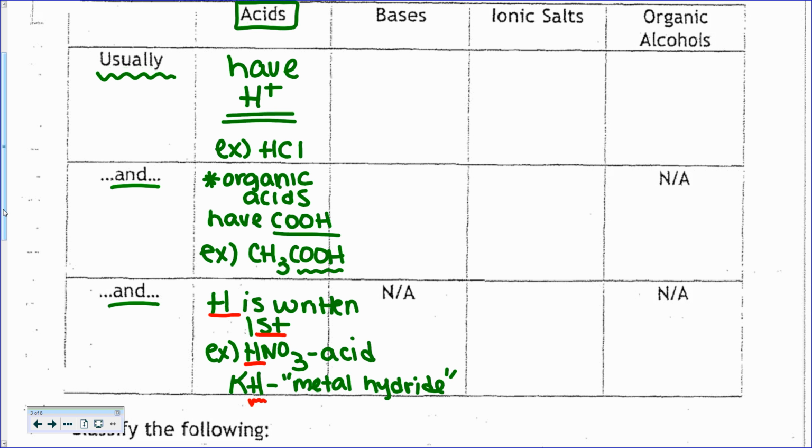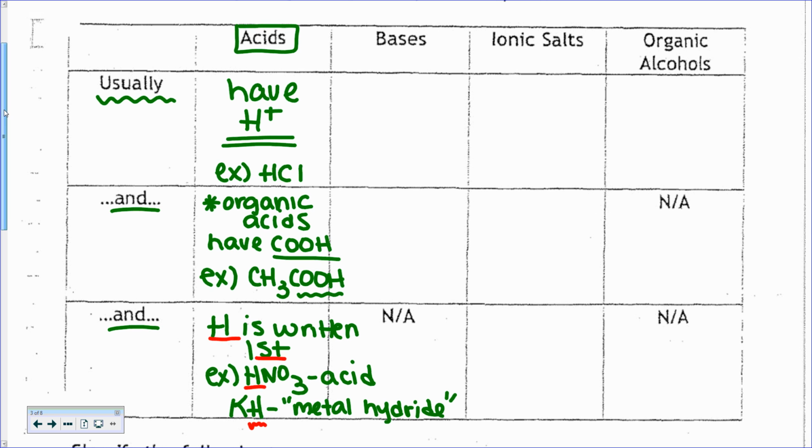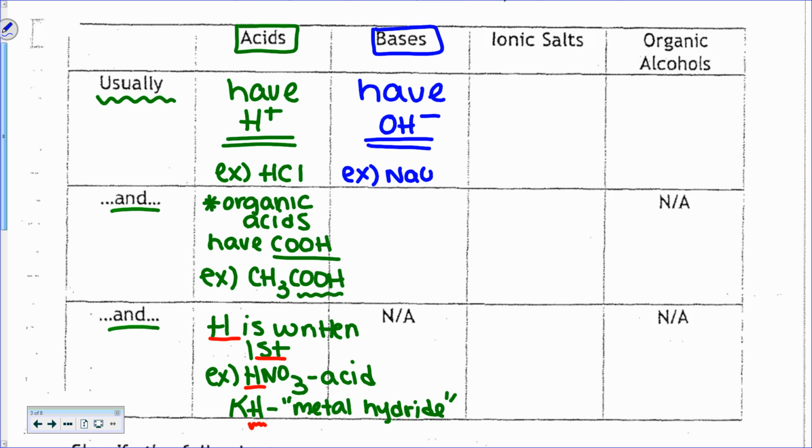So now, if I'm thinking about my bases, we'll do those in blue, are things that have OH minus. They have OH minus, also known as hydroxide. An example of that is NaOH.